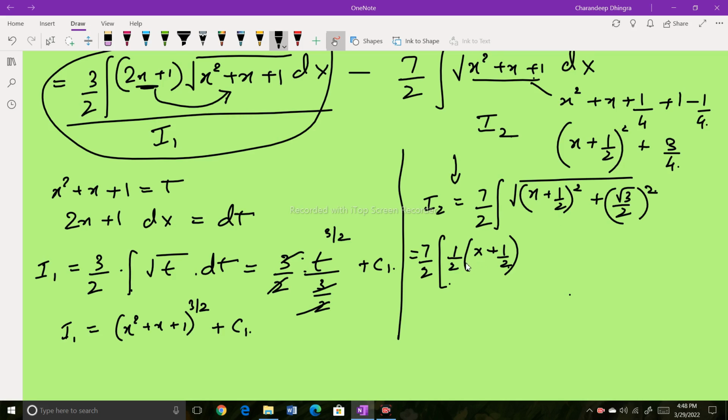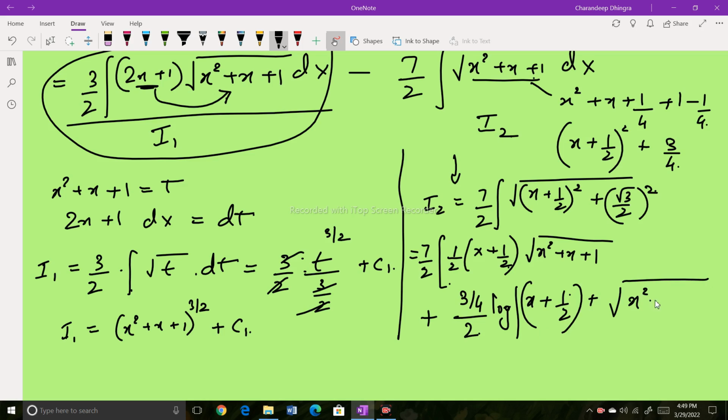Then you have root of x square plus a square, so here you'll have root of x square plus x plus 1. Then you will have plus a square by 2. So a square is root 3 by 2 the square, so that will be 3 by 4 by 2. And then you have log, and inside log you'll have x plus root of x square plus a square. So x is x plus half, plus root of x square plus x plus 1, plus c2.